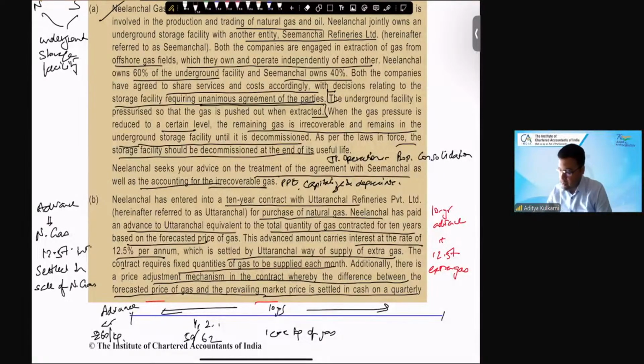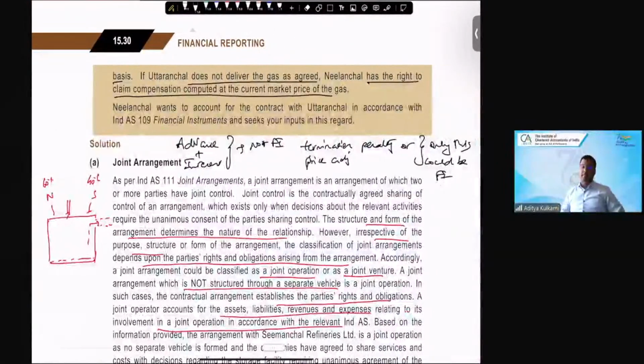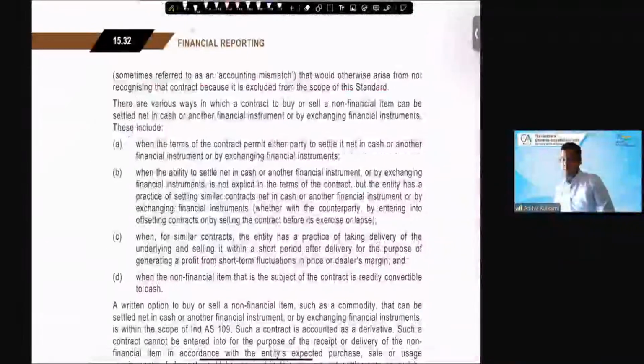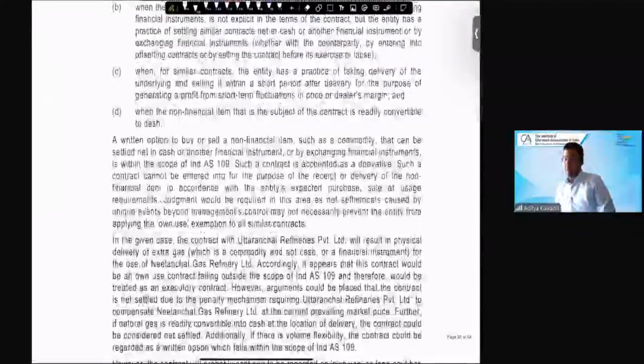That is what is mentioned here. There is a price adjustment mechanism whereby the difference between the forecasted price of gas and the prevailing market price is settled on a quarterly basis. If Uttaranchal does not deliver the gas as agreed, Neelanchal has the right to claim compensation computed at the current market price of the gas. Is it okay? Yes sir. Neelanchal wants to account for the contract with Uttaranchal in line with Ind AS 109.